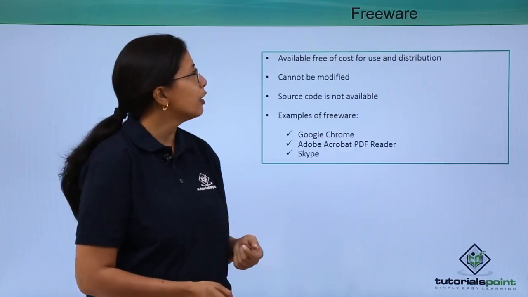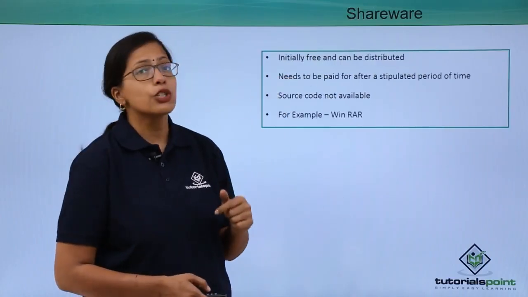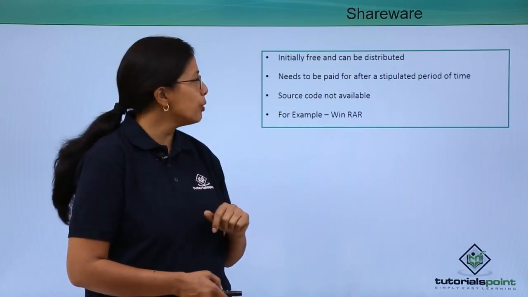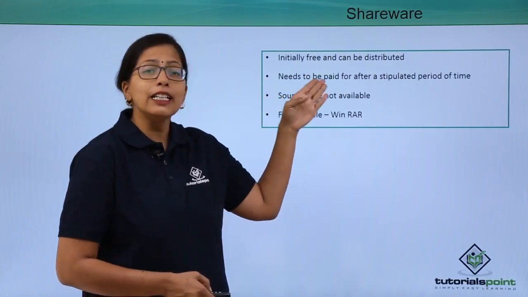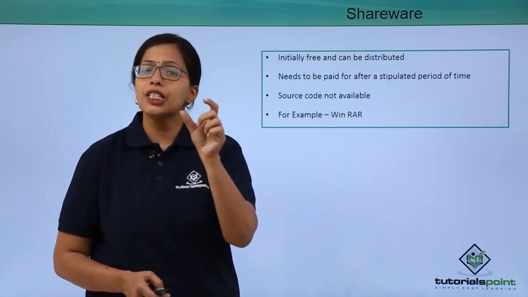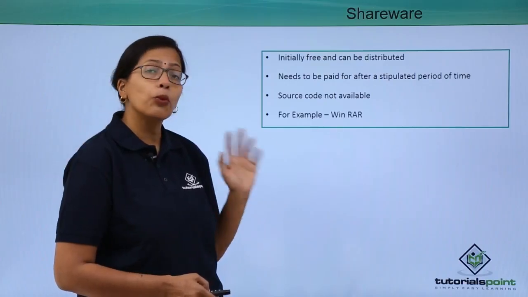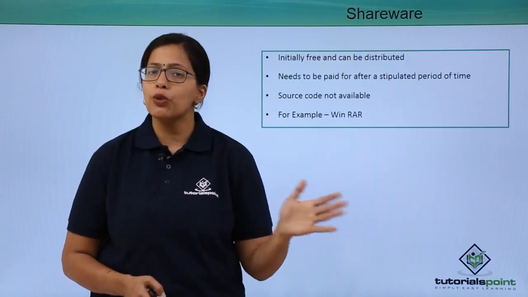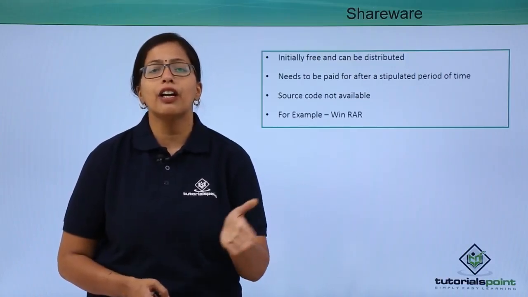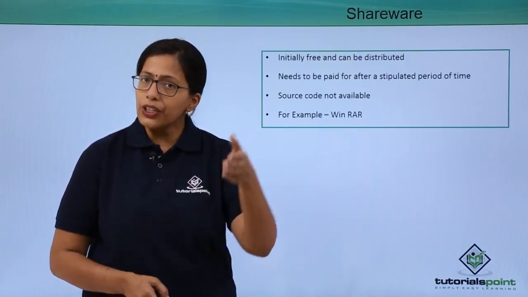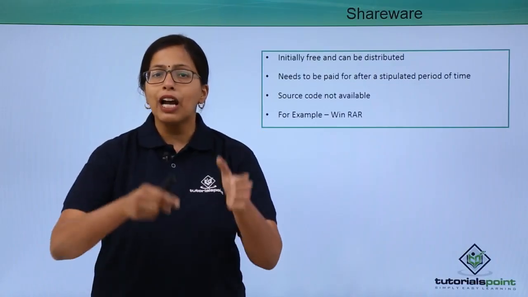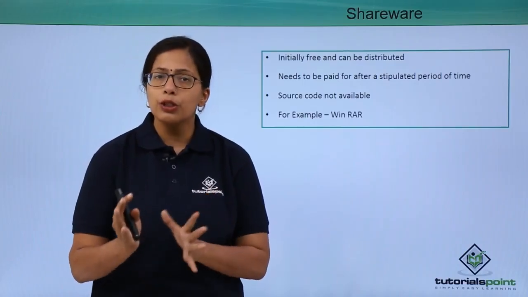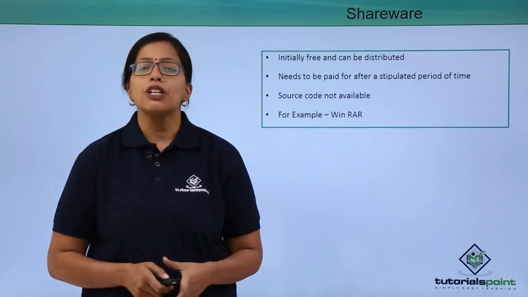There is another type of open source software that is called the shareware. What is shareware? It is initially free and can be distributed, but it needs to be paid for after a stipulated period of time. Why? Because the source code is not available. For example, if you are using a software called WinRAR for compressing your files, initially you can download it for free, but after 45 days it will ask you to pay for it, otherwise you cannot use it. So it is an example of shareware.